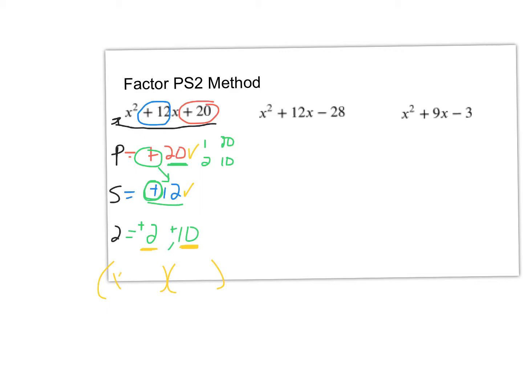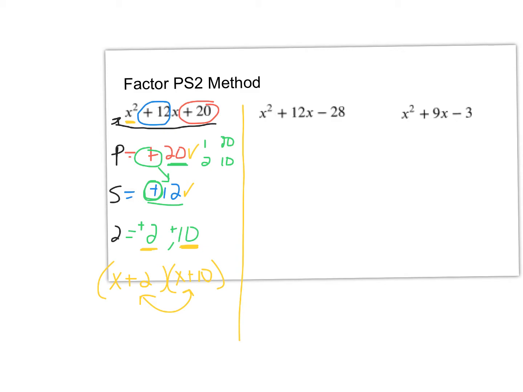All right, so we're going to have x and x. That makes up my x squared up here. We'll do the plus 2 and plus 10. Now remember, the order of the parentheses does not matter. So if you did x plus 10 and x plus 2, that is technically correct.